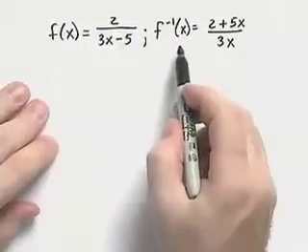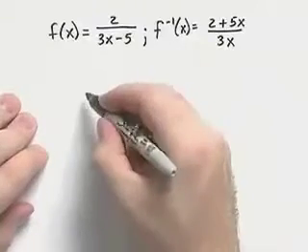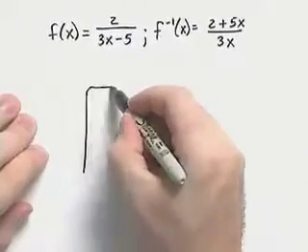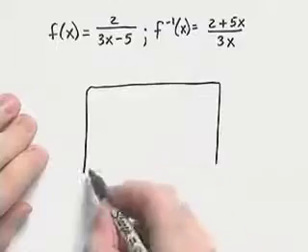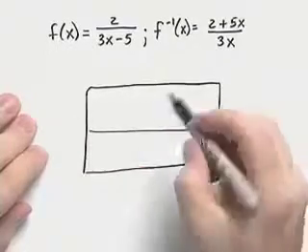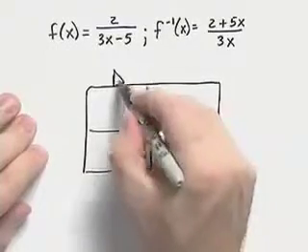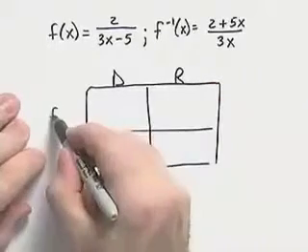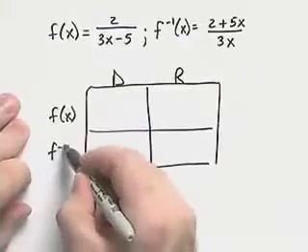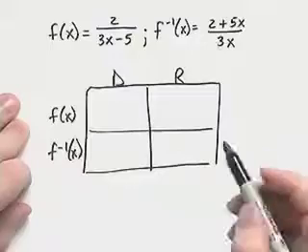Next, we're going to find the domain and range for the function and the inverse. Here we have our function and our inverse function written down. We're going to create a table where we can summarize our information. So we're going to have the domain and the range, and we're going to look for f of x and f inverse of x.